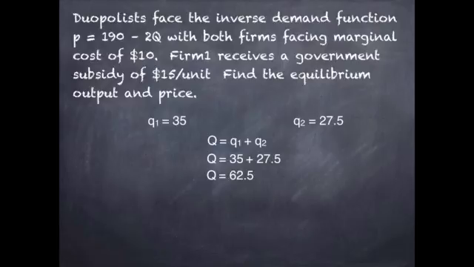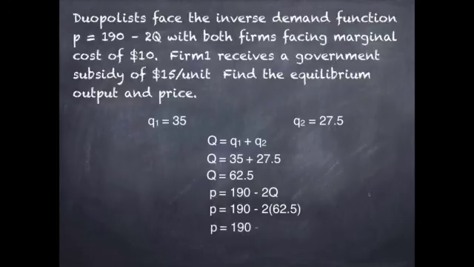Now that we know what the output of the market is, we can place that into the inverse demand function, which is P equals 190 minus 2Q. We put that Q, that 62.5, into the inverse demand function. Multiply by that negative 2, we get P is equal to 190 minus 125, and the market price is going to be equal to 65.